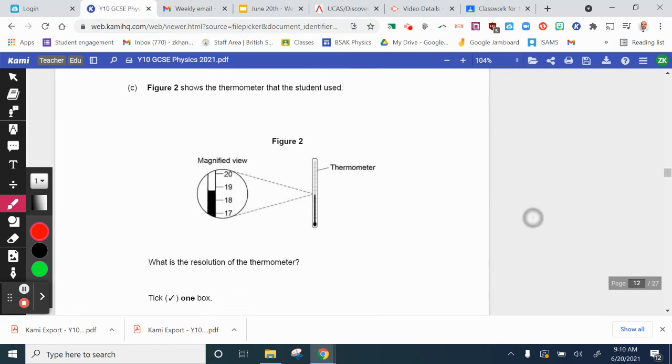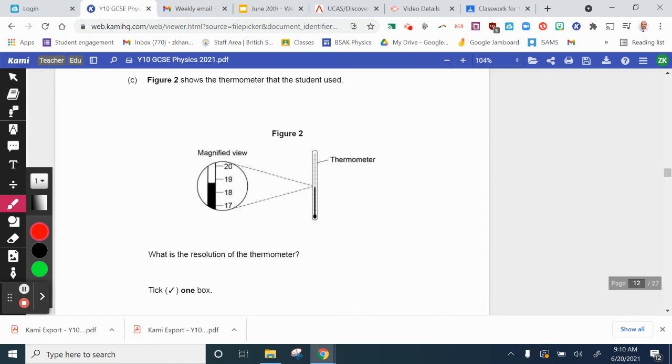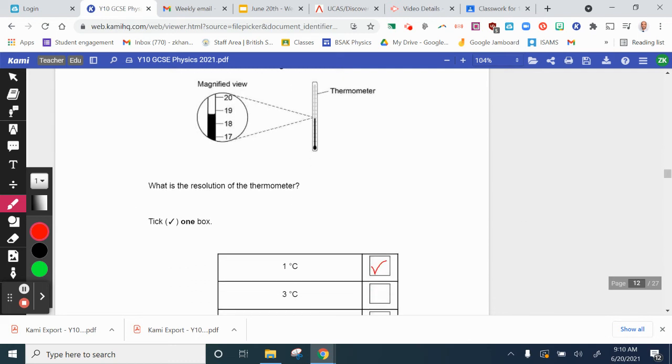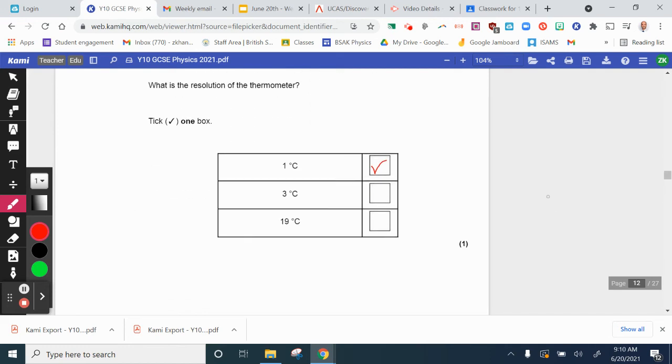Part C of this question. So what's the resolution of the thermometer? The word resolution is the smallest measurement that you can make, the smallest division of that piece of equipment. So the smallest division is going up in ones. Okay, so 18, and then the next measurement is 19. So the resolution is going up in 1 degree at a time. So therefore, the resolution is 1.